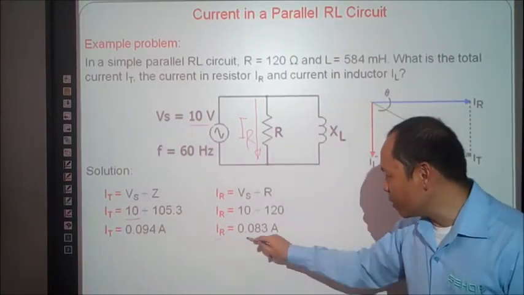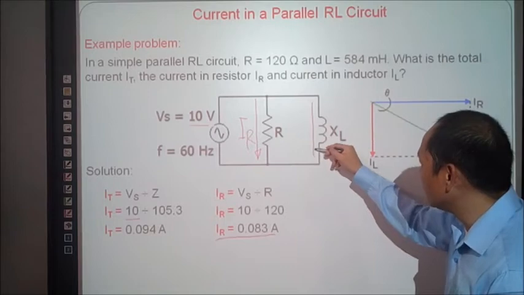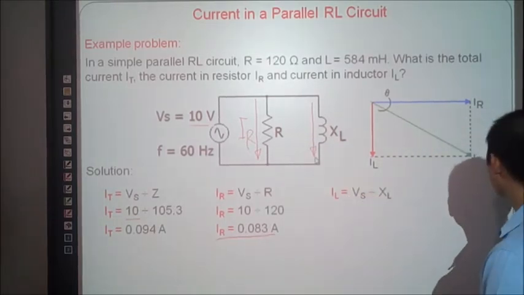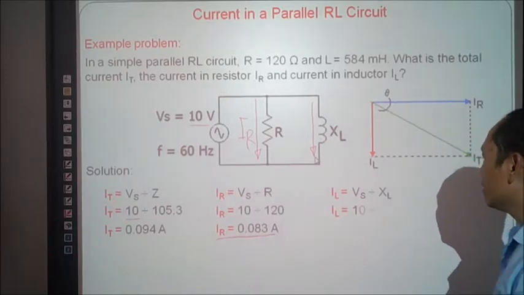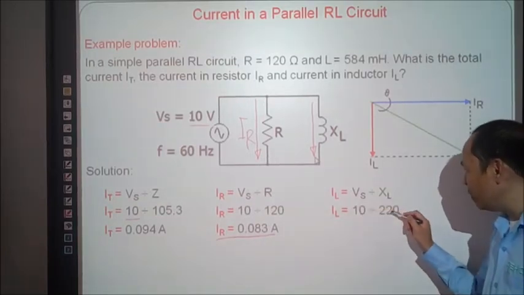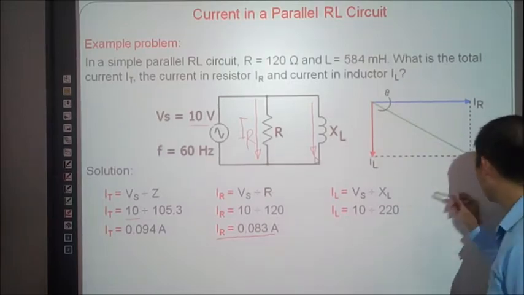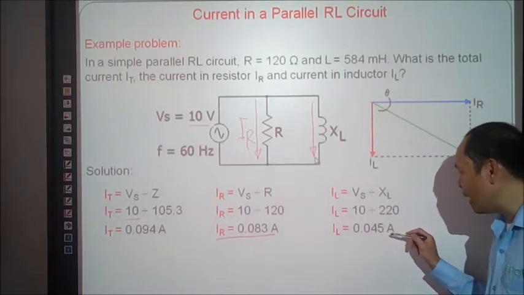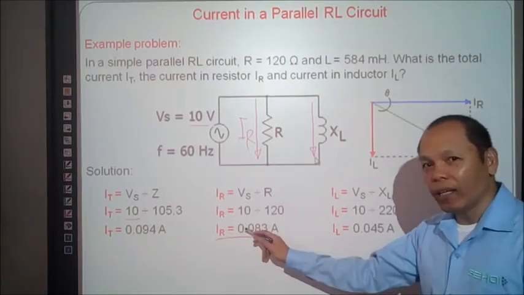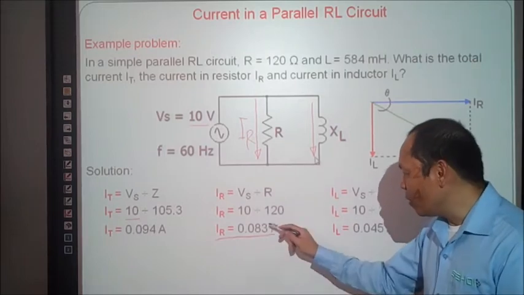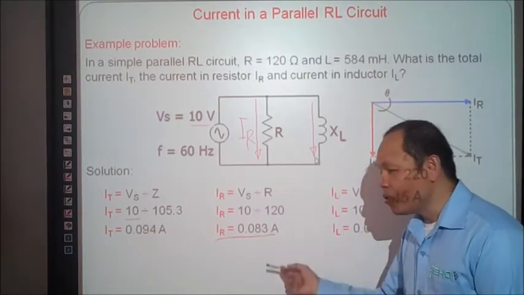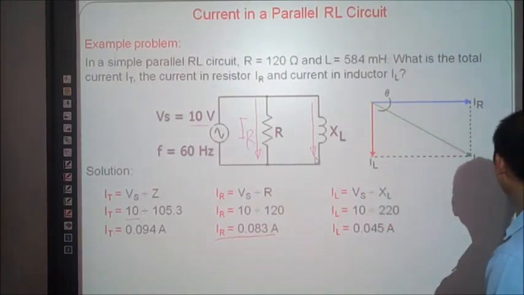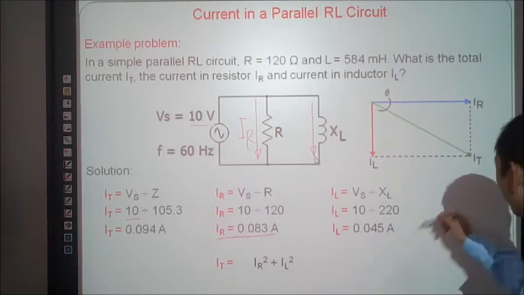And what is the value of the current here? Let's solve. IL is equal to Vs divided by XL. So that is 10 divided by 220 ohms. Your IL is equal to 0.045 ampere. Is this correct, guys? I don't know, so we have to check if this is correct or not. What is the formula? This is the formula to check.